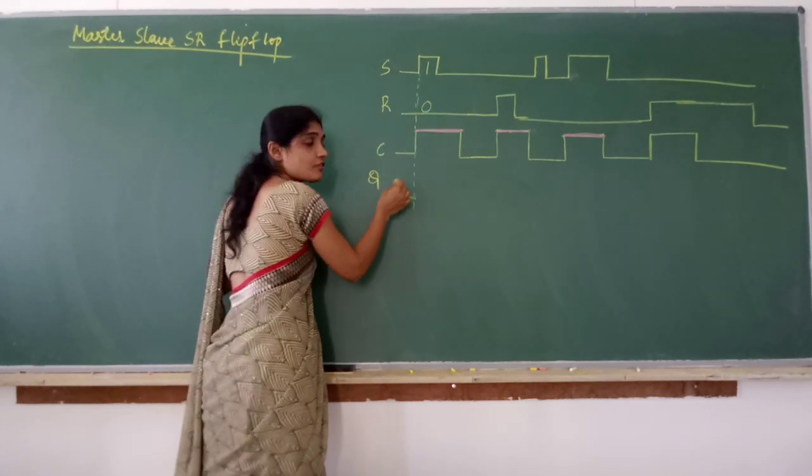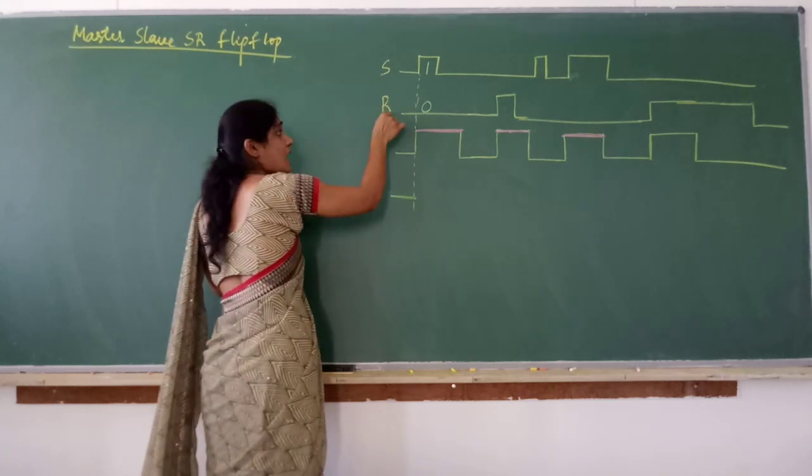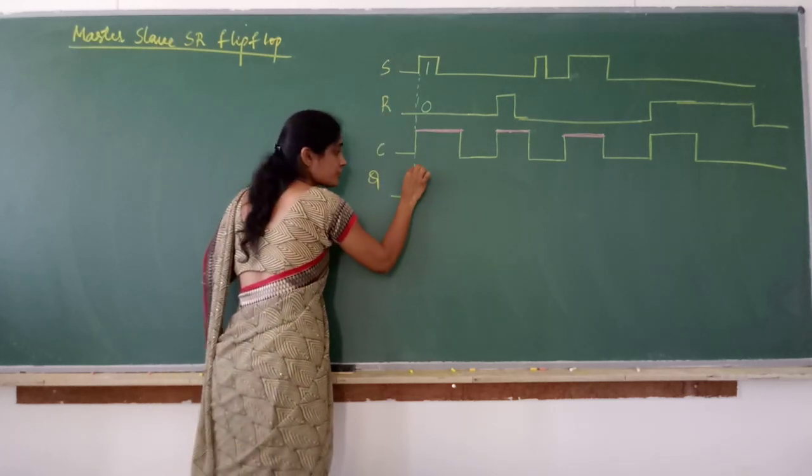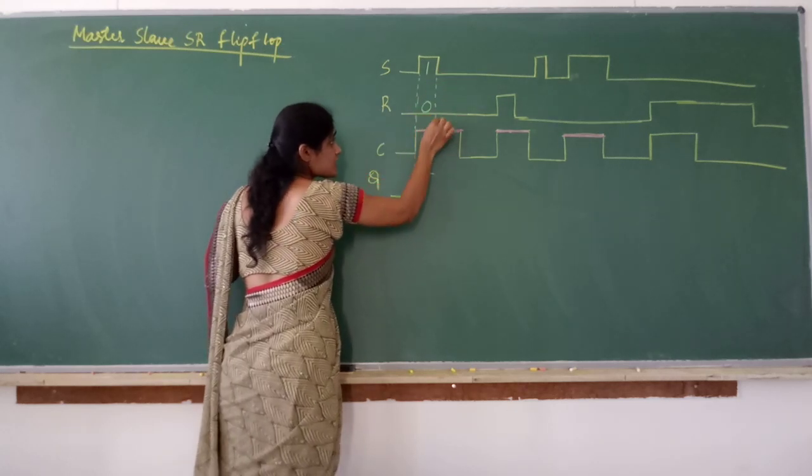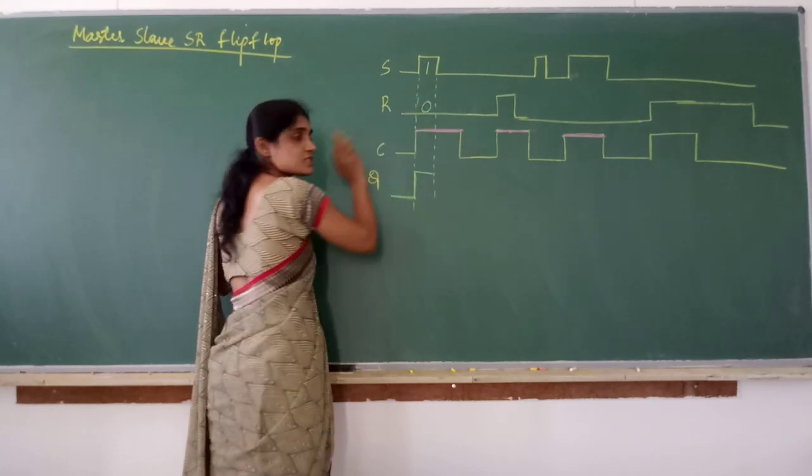SR flip-flop function table you have to remember. S is 1, R is 0, so the flip-flop output will be 1. Till here it is 1, because S is 1, R is 0.